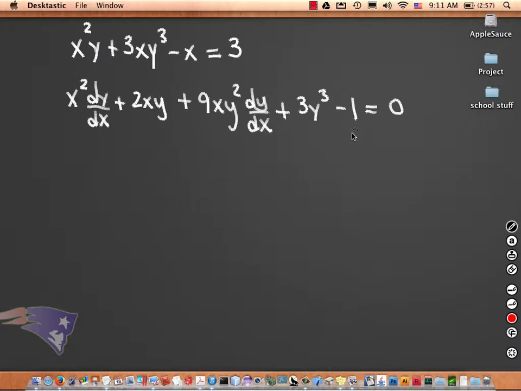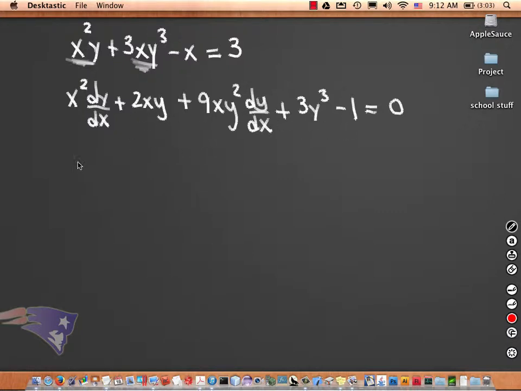Okay, do you see how I used my product rule? I had to use the product rule here and here. First times the derivative of the second, so that's x squared dy dx. Plus second times the derivative of the first, so that's 2xy. Then I had to do it again. First times the derivative of the second. So the derivative of this is 3y squared dy dx, but the 3 multiplies by this 3, giving me 9. So I get 9xy squared dy dx plus second times the derivative of the first, but the derivative of 3x is 3, so I'm just left with 3y cubed. Minus 1, the derivative of that, equals 0.